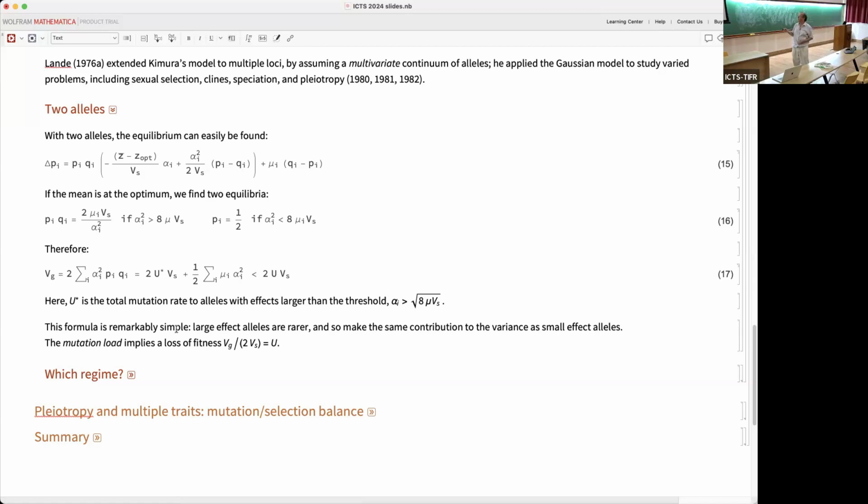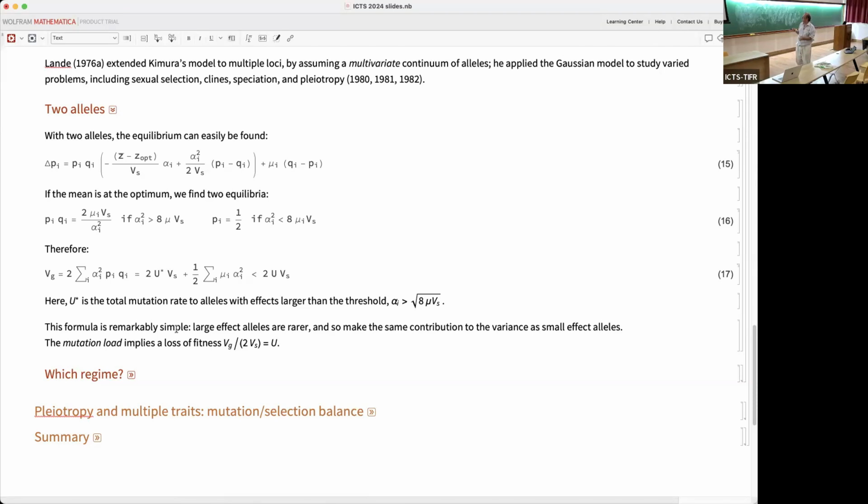And so this PQ here actually masks the fact there are two alternatives. P could be small or Q could be small. So you've got a sort of system where either you're held in the middle by mutation, or you're at the edges with one or other allele rare, and that's the regime that's interesting, actually.